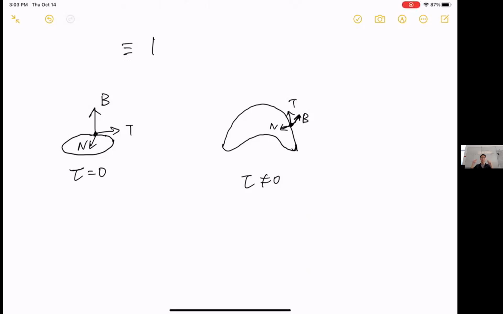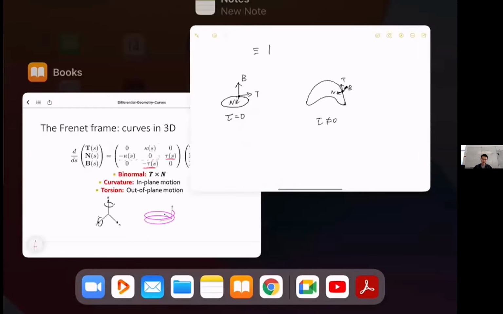Because I bent the plane, I twisted the plane, then I have a torsion there. So intuitively, my understanding is that curvature tells you how bent your curve is within the plane. Torsion tells you, if I look at things out of the plane, how twisted the plane itself is. Okay.